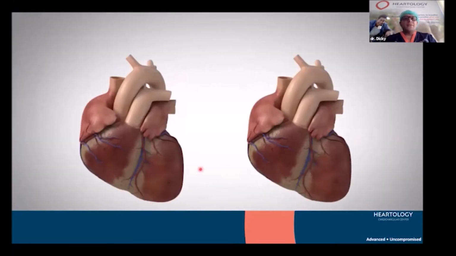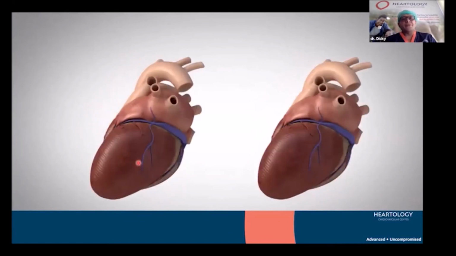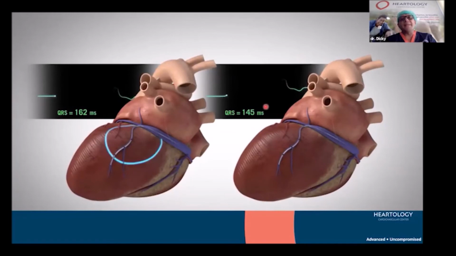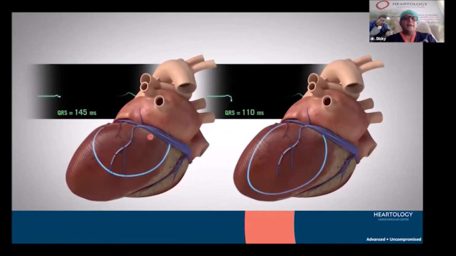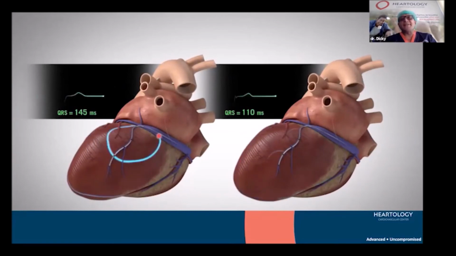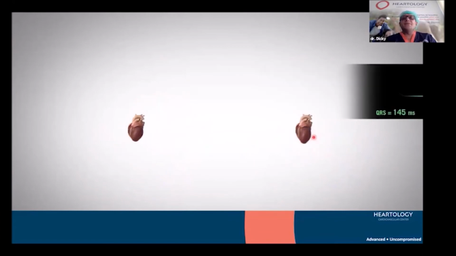So we can see here, this is where there's dysynchrony. You can see clear contraction dysynchrony with increased QRS duration of 180 milliseconds. And then we can put in a left ventricular lead here in the coronary sinus veins. And when we do simultaneous pacing, the QRS duration would narrow and the contraction would become more efficient.